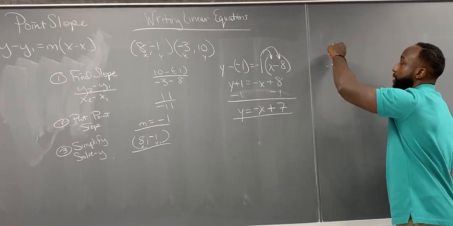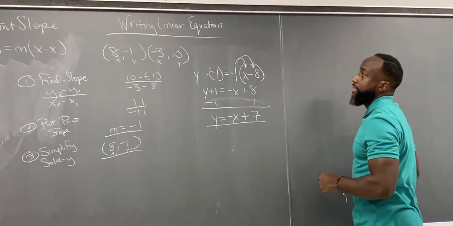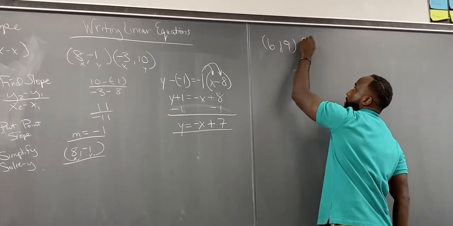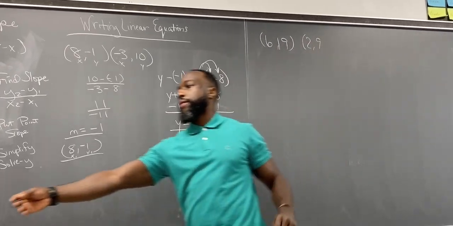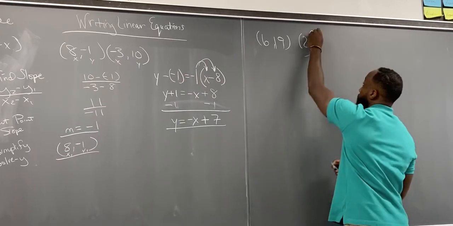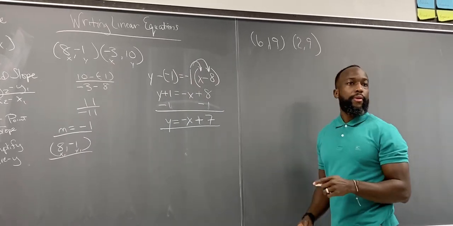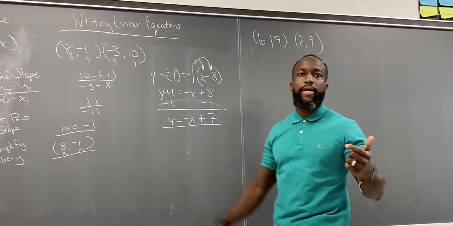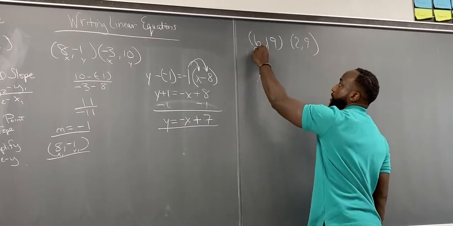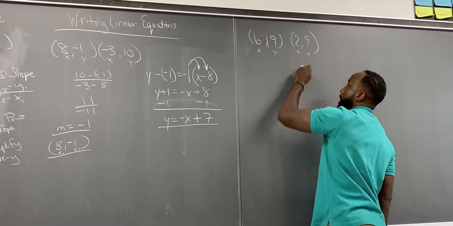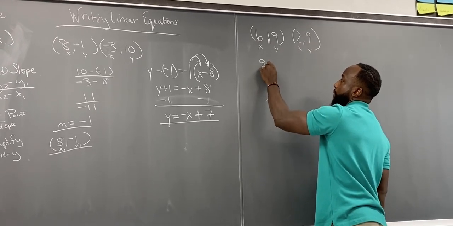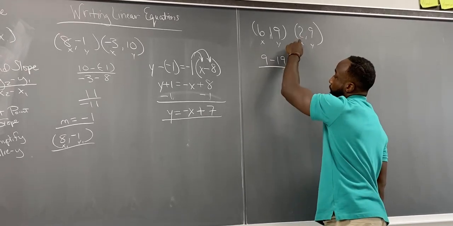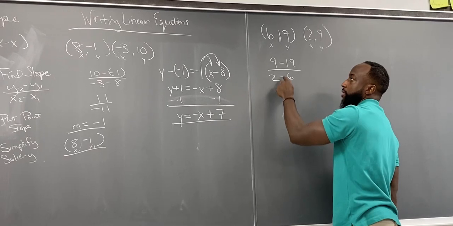Number 5, what are the points? 6, 19, and 2, 9. First thing we gotta do is find the slope. So this is x, y, x, y. y2 minus y1 over x2 minus x1.